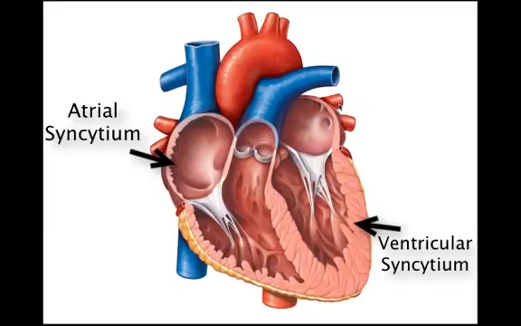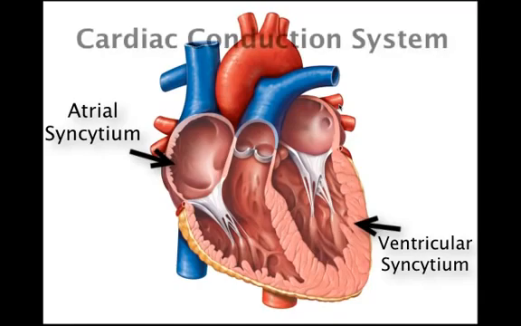of the atrium. Throughout the heart are specialized cardiac muscle cells whose fibers do not contract, but instead create and distribute an electrical impulse through the myocardium. These specialized cells form the cardiac conduction system.